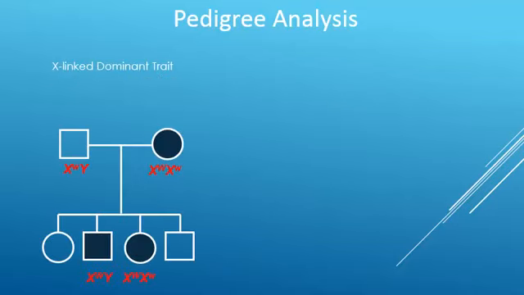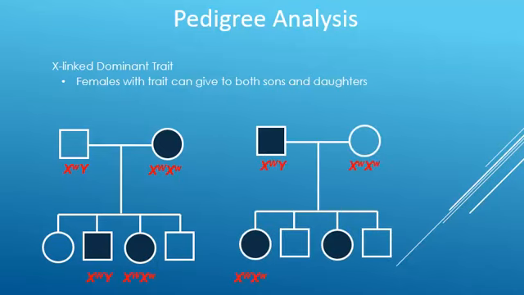We can also look at X-linked dominant traits in a pedigree, and in this case we'll note that females that carry the trait will carry at least one copy of the dominant allele that causes that condition to occur, and that females that have this trait have the ability to give that condition to both sons and daughters. Conversely, when a male has the trait and is carrying the dominant allele that causes that condition, fathers with that trait can only pass their traits on to daughters, and that's because they only give their sons the Y chromosome. So the sons cannot receive that trait from their father.